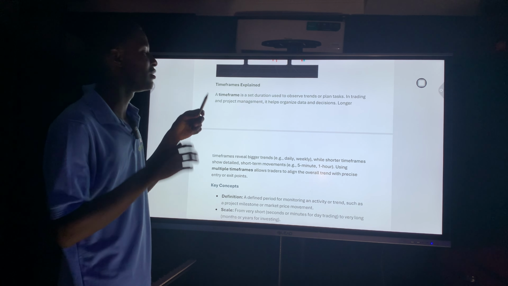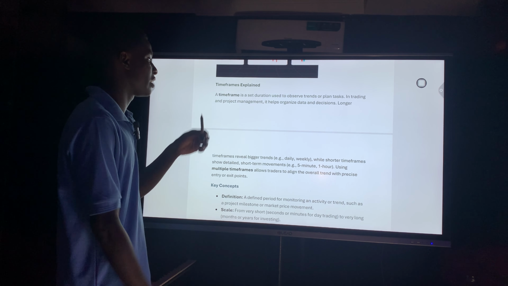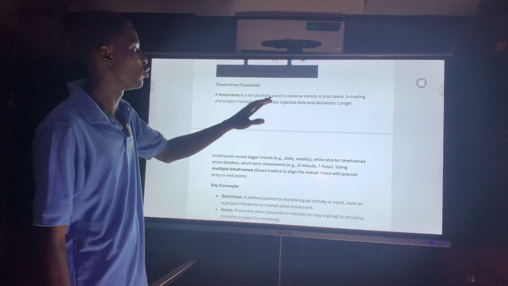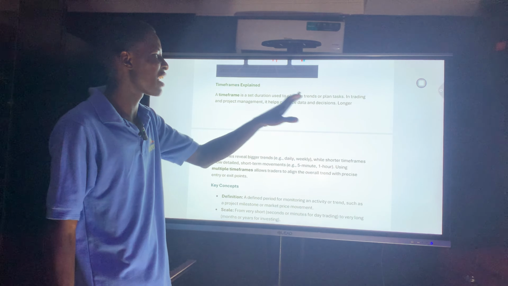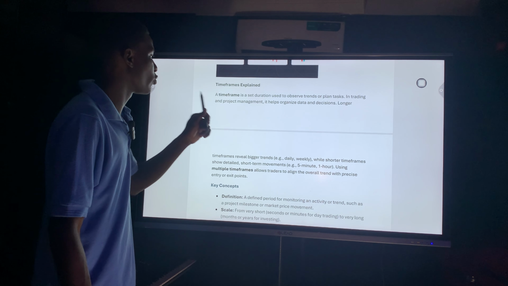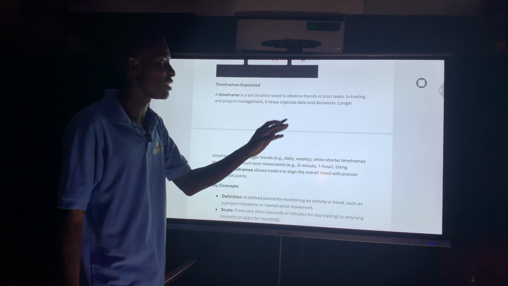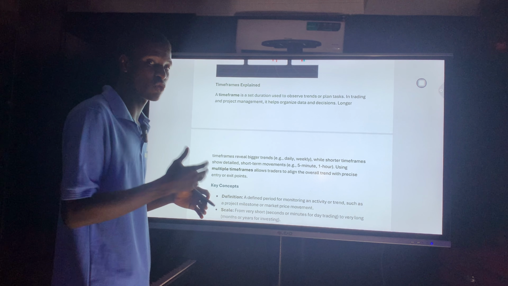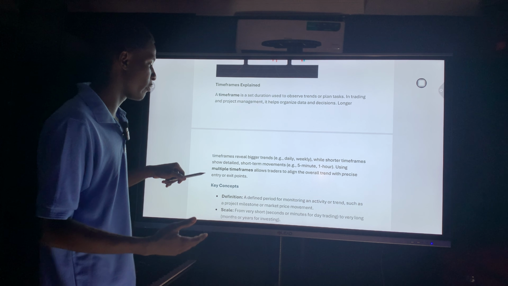So what are time frames, explained? A time frame is a set duration used to observe trends or plan tasks. In trading and project management, it helps organize data and decisions. That's the use for time frames.